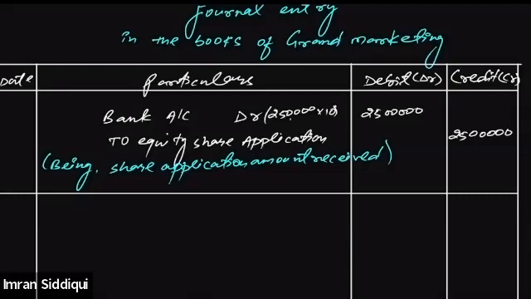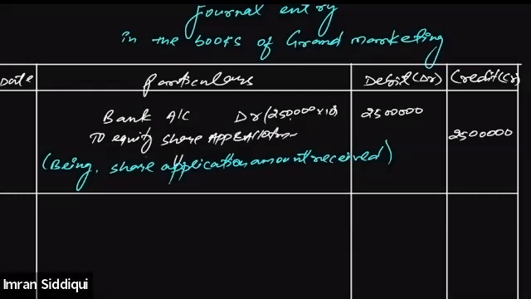But sir, this is lump sum, right? Yeah, this is lump sum. So that means shouldn't we write the entire amount as application and allotment together? Yeah, we can do that. Instead of writing only application, you can write down equity share application and allotment account. You can do this as well.